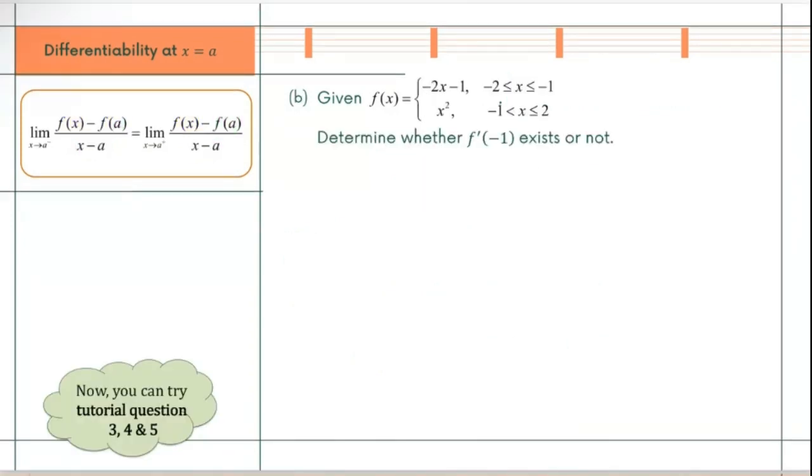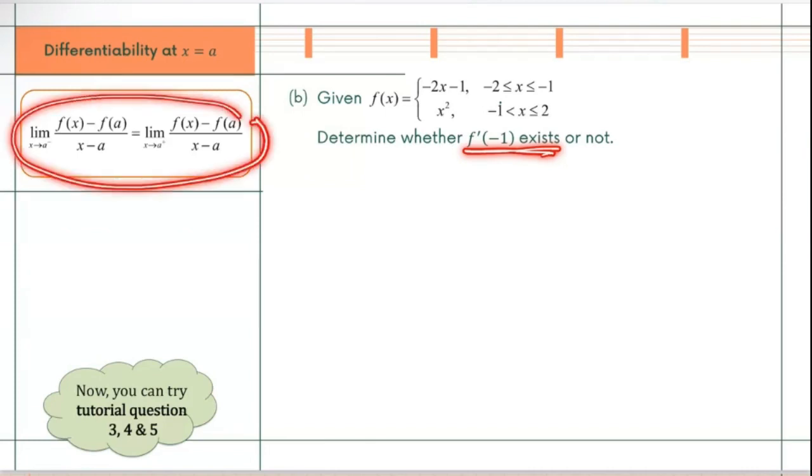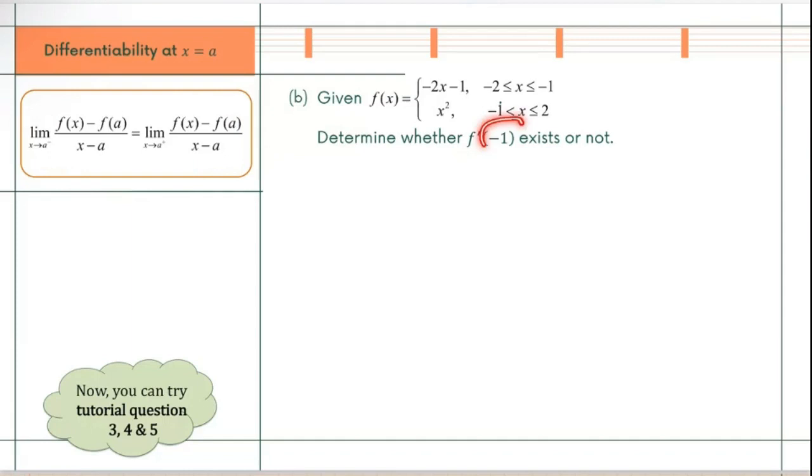Okay, now kita pergi kepada soalan yang kedua. Determine whether f prime of negative 1 exists or not. Okay, so ini lebih kurang sama lah the existence of our function ataupun our differentiability sebenarnya. Soalan ini trik dia nak cakap pasal differentiability. So I'm going to use the same concept. Kat sini maksudnya dia nak suruh kita check the value at x equals to negative 1.